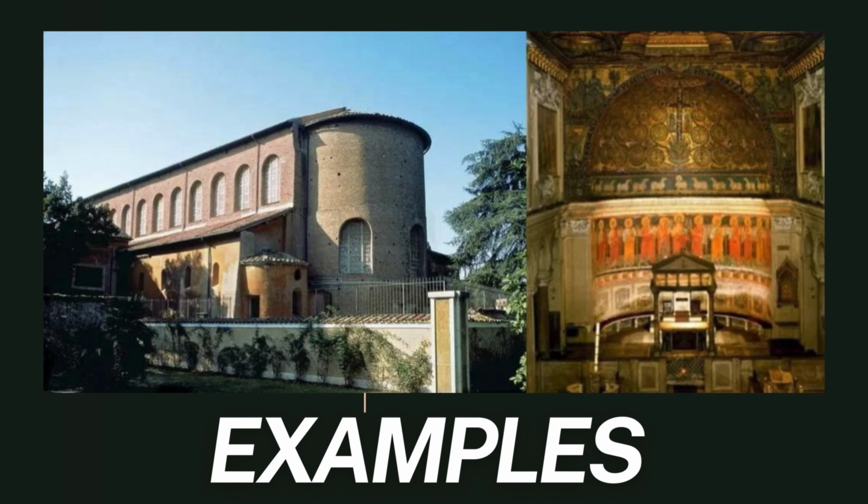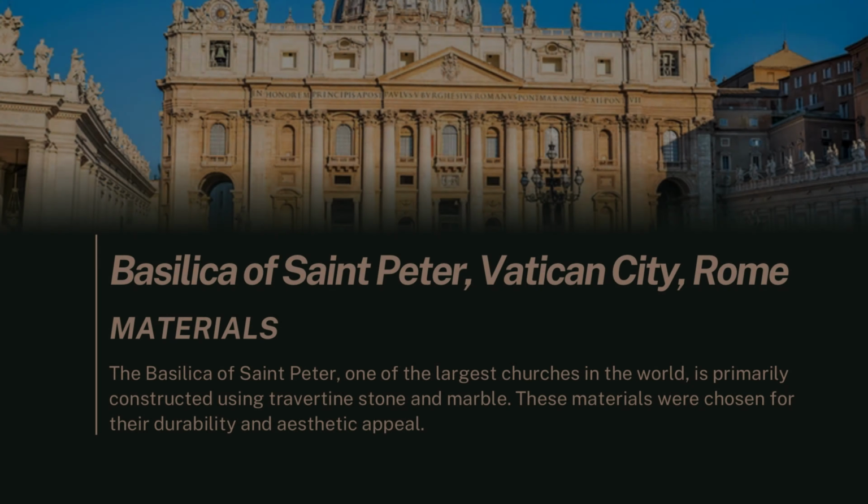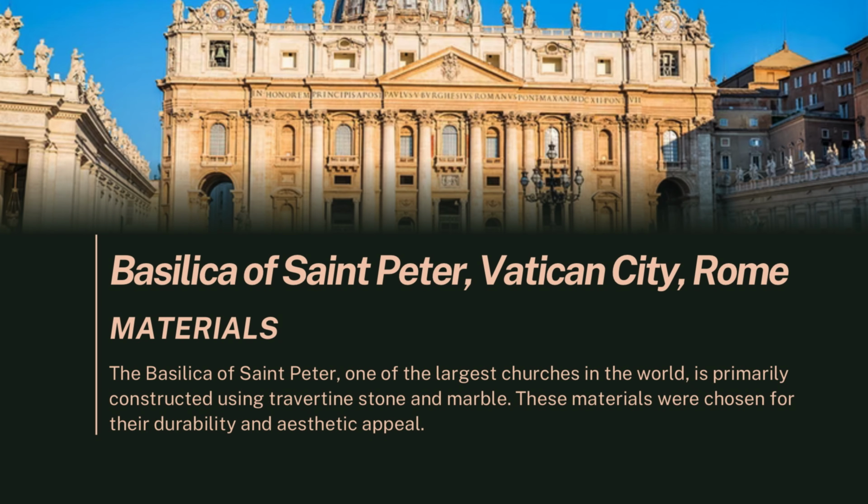Let's look into this. The first one is the Basilica of St. Peter, Vatican City, Rome. The materials used: the Basilica of St. Peter, one of the largest churches in the world, is primarily constructed using travertine stone and marble. These materials were chosen for their durability and aesthetic appeal.